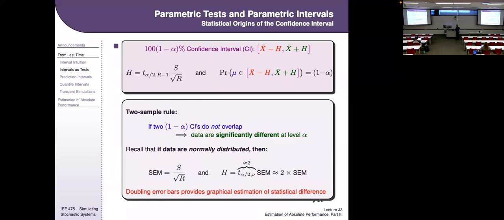Now, if somebody gives you a standard error of the mean instead of a confidence interval, and you want to quickly do a two sample test, if you have a good reason to believe that the data are normally distributed, you take this SEM that they gave you, and so long as they have more than, I don't know, 10 samples or something like that, you can assume that the half width is just twice the SEM.